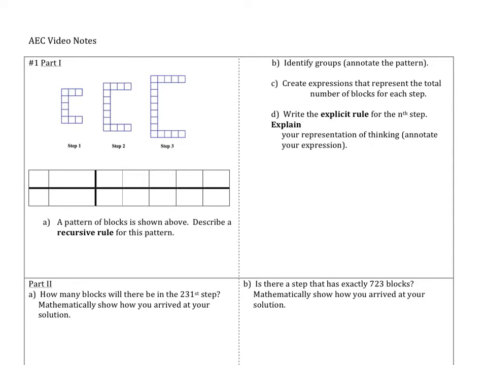And then another question, is there a step that has exactly 723 blocks? Meaning if you drew this out, is there a step that has 723 blocks? And if there is, what step number is it? And if not, how do we explain why there wouldn't be a step that has that many blocks?